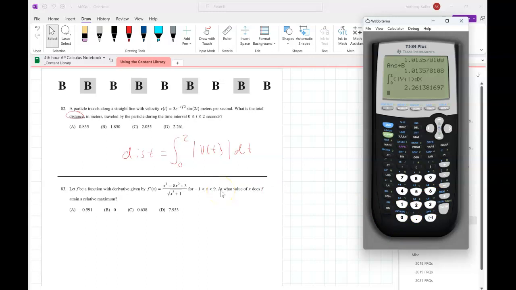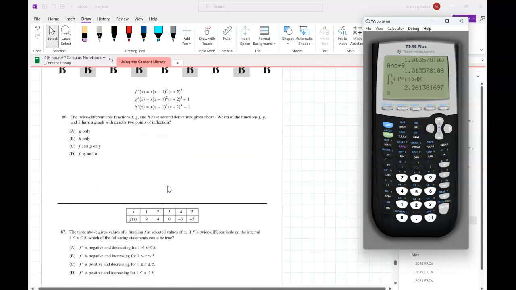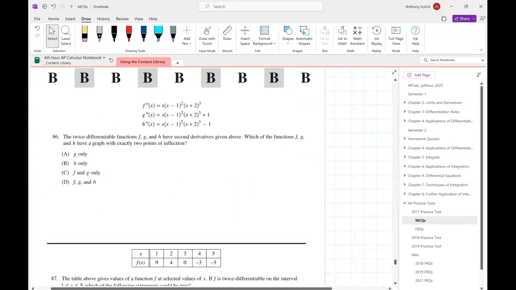83, 84, and 85 were all pretty good, so I'm going to skip those. 86, we've done already. I know I put this in one of the multiple choice problem sets.